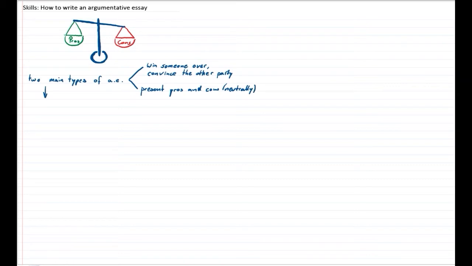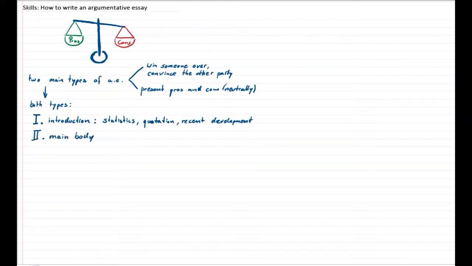For both types, of course, you need an introduction. And that can be either some statistics or a quotation or some recent developments. The introduction shouldn't be too long. You should get to the point relatively quickly, and therefore it is important to search for something that leads to the main point quickly. For the main body, for the main part of your essay, you have three options. Please write them down in a grid.